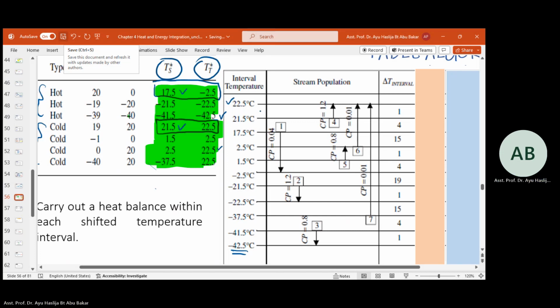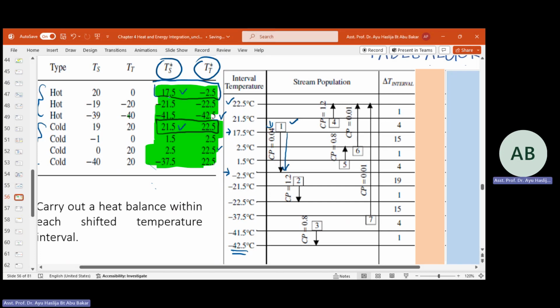Okay, next, do the stream population. Okay, stream 1 from 17.5 to negative 2.5. So you do here, stream 1, from 17.5 to negative 2.5. Drag down the arrow until negative 2.5. Okay, do stream by stream. Label the CP, easier for your calculation later on. Okay, label the CP over here.